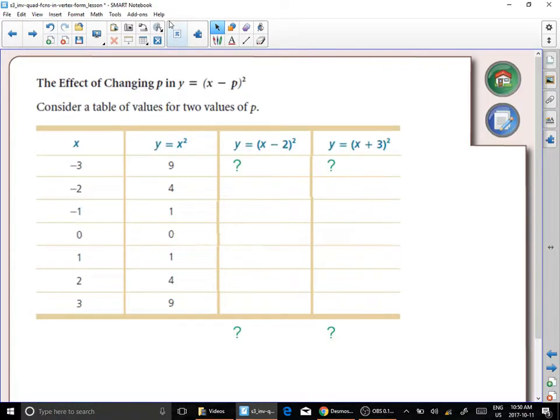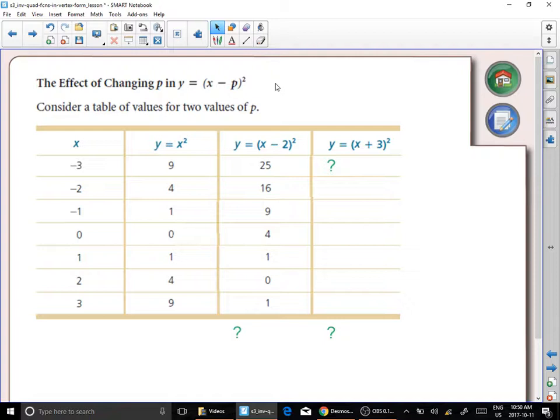Now, what happens if we change p? So again, we have x and y for y equals x squared. But now what happens if we change it to x minus 2 squared? If it's x minus 2 squared, then what we basically do is, think of it this way. If x was negative 3, then we take negative 3 and subtract 2. And when we do that, we get negative 5. If we take negative 5 and we square it, we get 25.